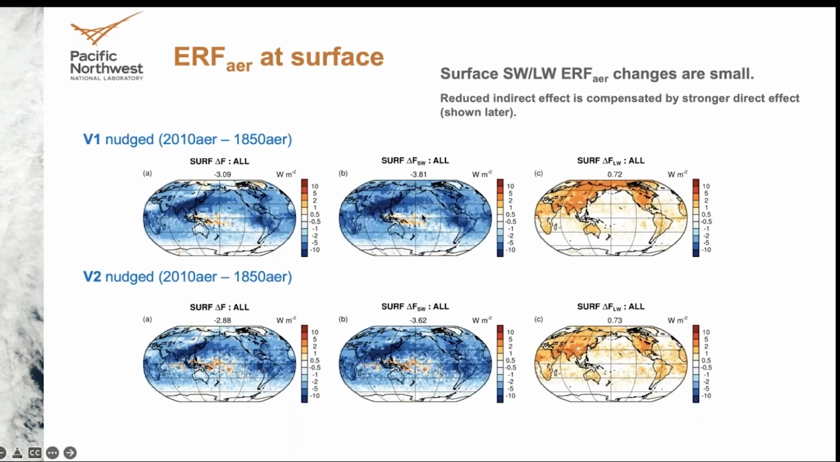So overall, the short wave component at surface only changed about 0.2 watt per square meter. And for the long wave, the global mean values almost didn't change, but the pattern changed a little bit. This indicates that we have very different forcing changes at the TOA and at surface. This suggests that the atmosphere heating, basically the aerosol forcing in the atmosphere column, will be very different compared with V1.